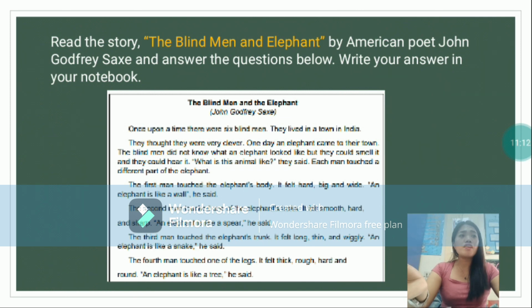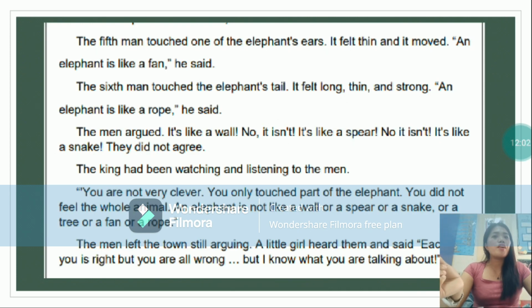The second man touched one of the elephant's tusks. It felt smooth, hard, and sharp. "An elephant is like a spear," he said. The third man touched the elephant's trunk. It felt long, thin, and wiggly. "An elephant is like a snake," he said. The fourth man touched one of the legs. It felt thick, rough, hard, and round. "An elephant is like a tree," he said. The fifth man touched one of the elephant's ears. It felt thin and it moved. "An elephant is like a fan," he said. The sixth man touched the elephant's tail. It felt long, thin, and strong. "An elephant is like a rope," he said.